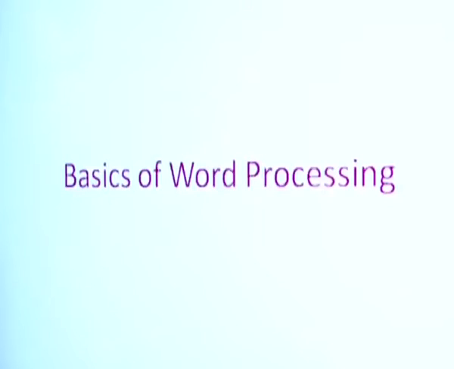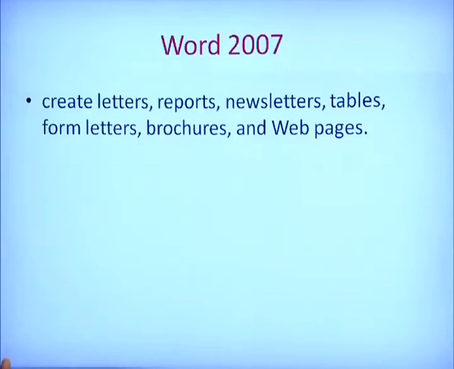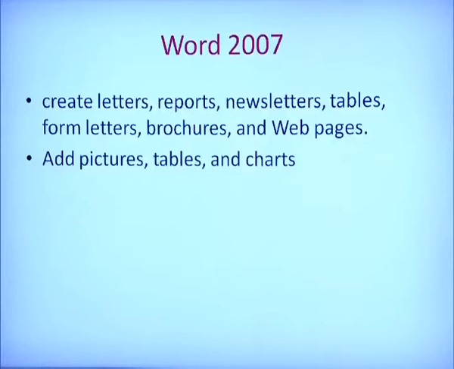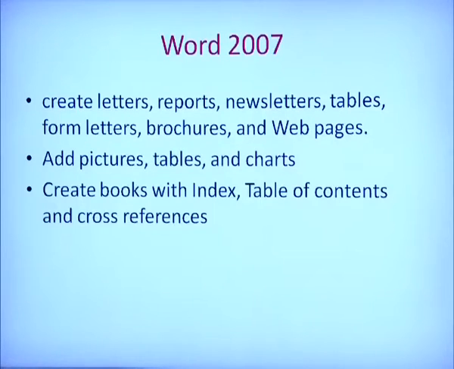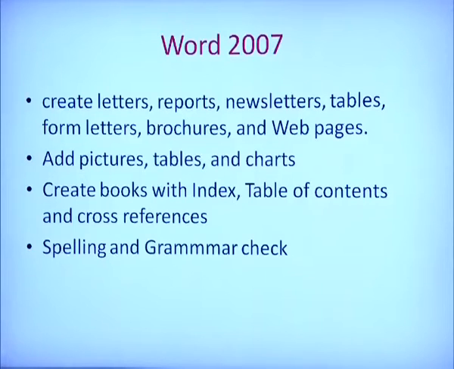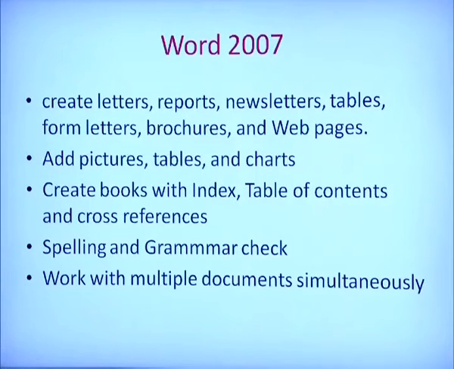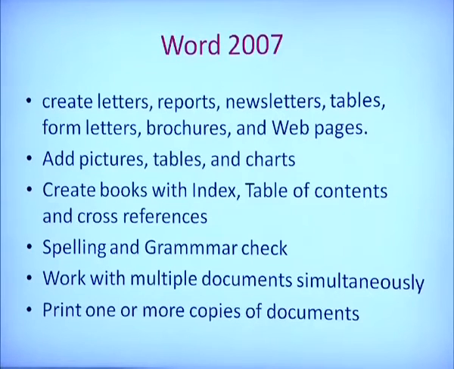It has got many features as I told you earlier. Now, what are these features? We can create letters, reports, newsletters, tables, form letters, brochures and web pages etc. using Word 2007. We can also add pictures, tables and charts to our documents. We can also create books with index, table of contents and cross references, and these things are created automatically. We can also perform spelling and grammar checks. We can also work with multiple documents simultaneously, and we can print one or more copies of the documents.